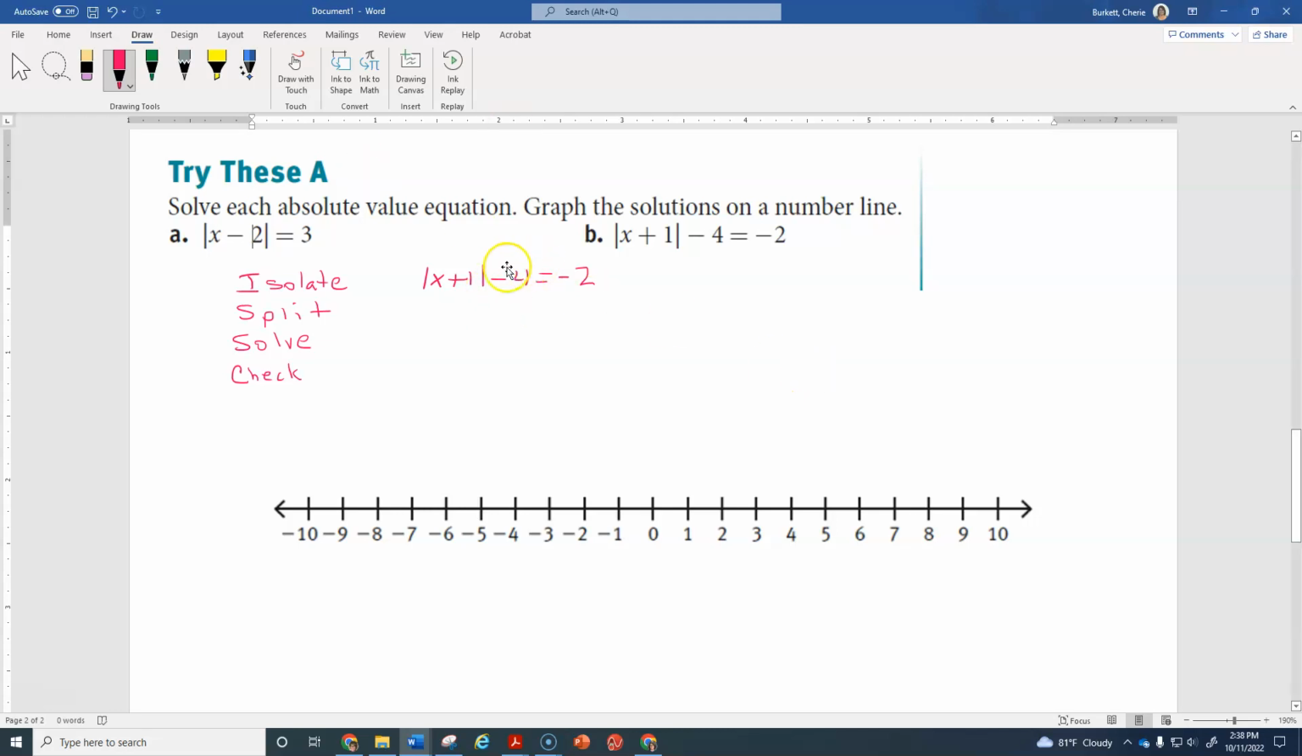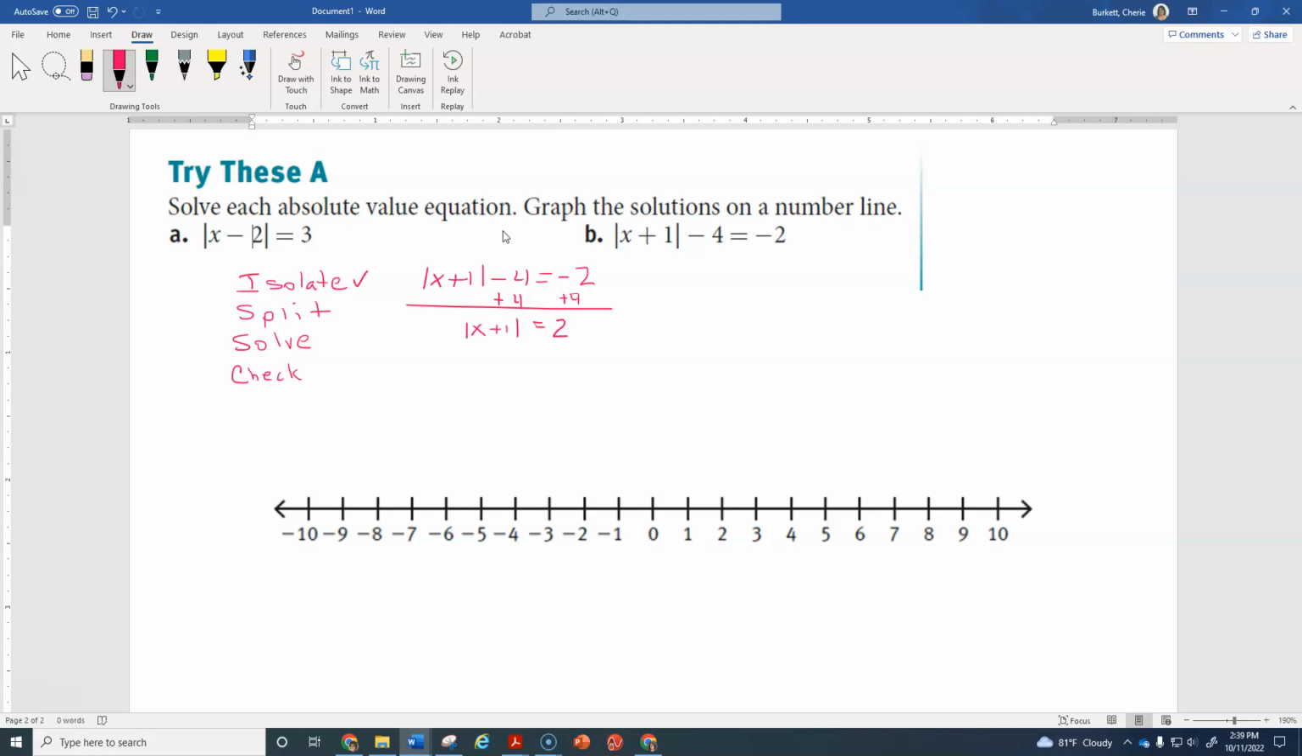So what do we want to get rid of? We want to get rid of the -4. So how do we get rid of -4? We do the opposite. What's the opposite of -4? It is +4. So we're going to add 4 to both sides of our equation. That isolates our absolute value bars. So we get -2 + 4, I believe that's a +2. So we've isolated that.